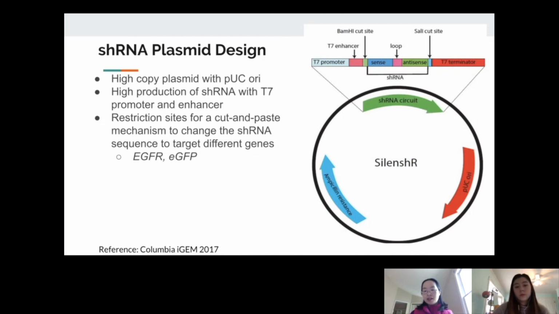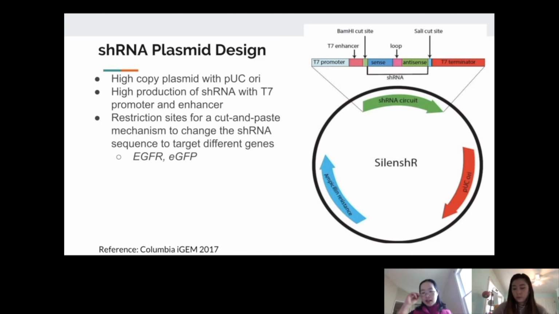All of this basically means that we put in an engineering mechanism that allowed us to produce a very high level of shRNA. And we used the original design of the shRNA transkingdom mechanism, in which they used restriction sites for a cut and paste mechanism. That way, the shRNA that you want to make, you can just switch out using restriction enzymes.